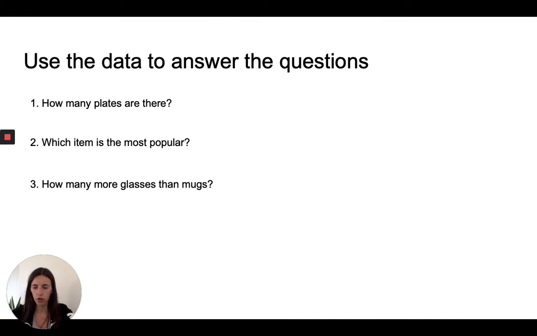Oh, this is quite a tricky question. How many more? This word here is very important. More. We know that this means finding the difference. We want to find the difference between the number of glasses and the number of mugs.